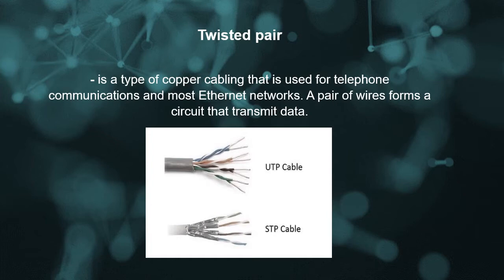So first we have the twisted pair. It is a type of copper cabling that is used for telephone communications and most Ethernet networks. A pair of wires forms a circuit that transmits data. So the picture shown is a twisted pair cable.